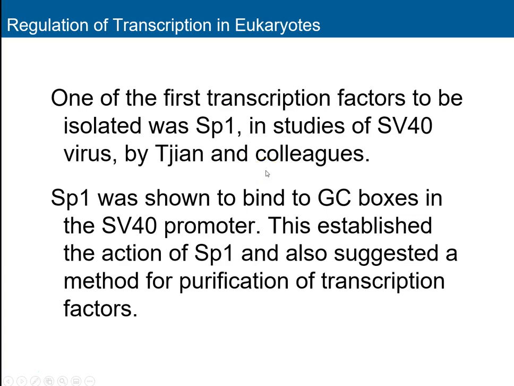One of the first transcription factors that was isolated was something called SP1. It was isolated using that SV40 virus that we talked about before. SP1 was shown to bind specifically to GC boxes in that particular promoter. Remember a couple slides ago, I showed you that SV40 promoter, and I didn't say much more about it. This is important to know because this was one of the first transcription factors that was isolated. Once they were able to see that it bound to the promoter, they knew what the function of SP1 was.